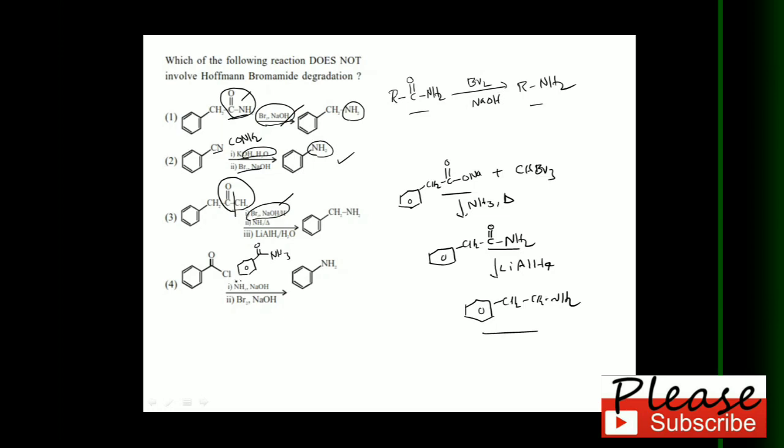This means here the ammonia, a good nucleophile, attacks on this carbonyl carbon, and the Cl minus leaves out, and also deprotonation from the ammonia. As a result, we'll get the amide. Now here this amide on reaction with bromine and NaOH, again this benzamide is converted to aniline. Okay, this one also involves the Hoffmann bromamide degradation reaction.